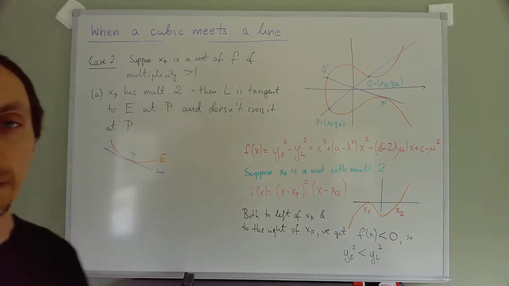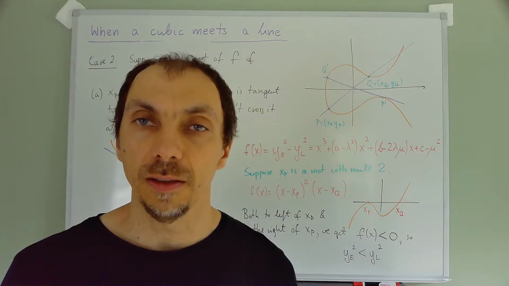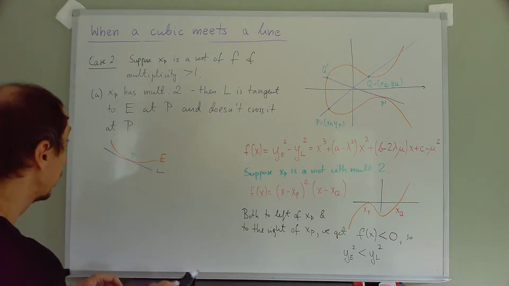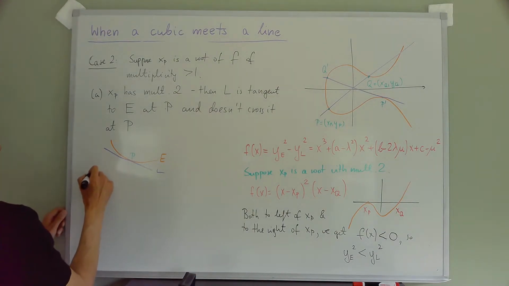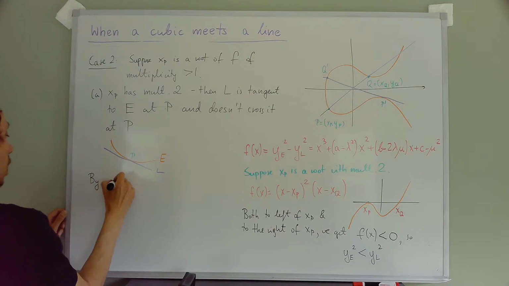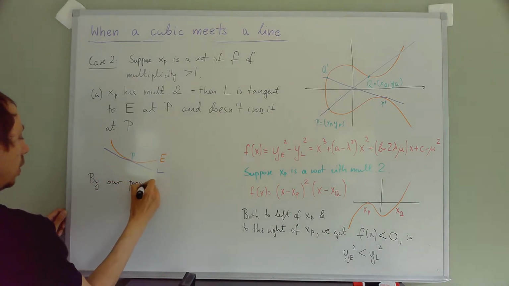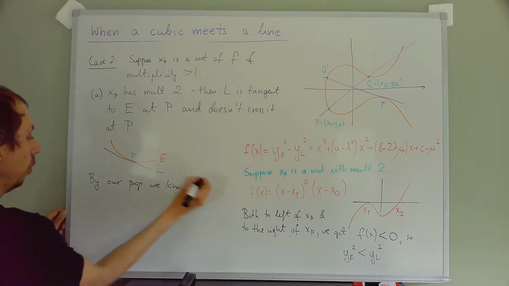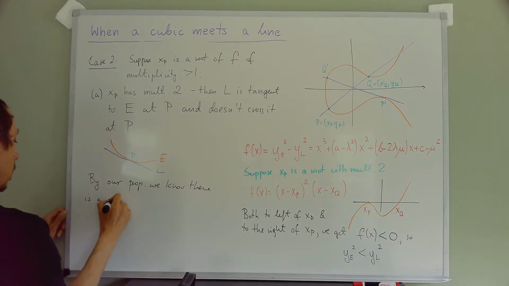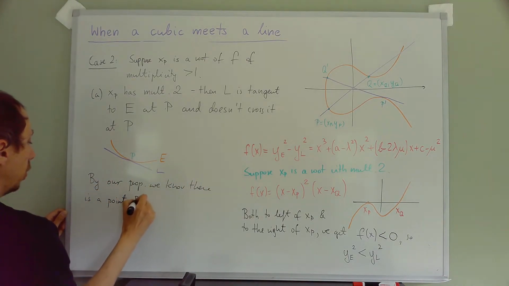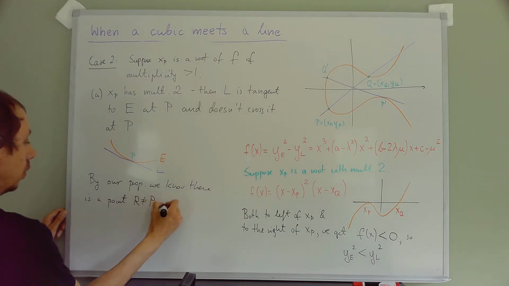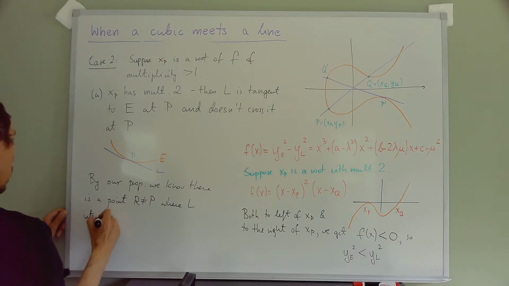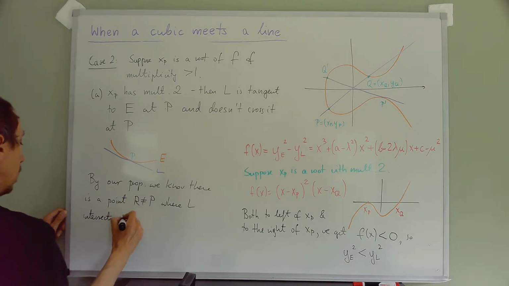So what do we know by our proposition? We know that there's going to be another point where this line intersects the curve. So by our proposition, we know there is a point R different from P where L intersects E.